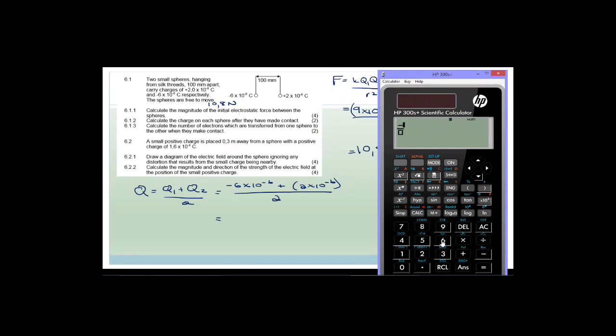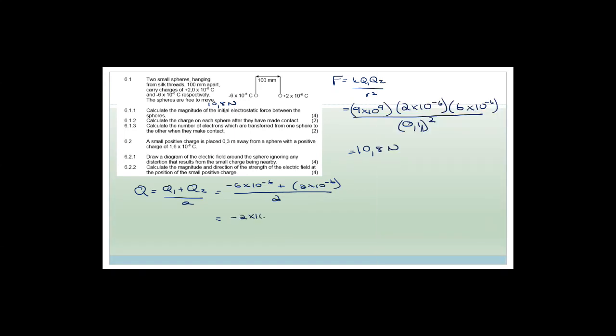So it's negative 6 exponent negative 6, plus 2 exponent negative 6, all divided by 2 equals negative 2 times 10 to the negative 6. And that would be coulombs. So the charge on each sphere after the contact was minus 2 times 10 to the negative 6 coulombs.